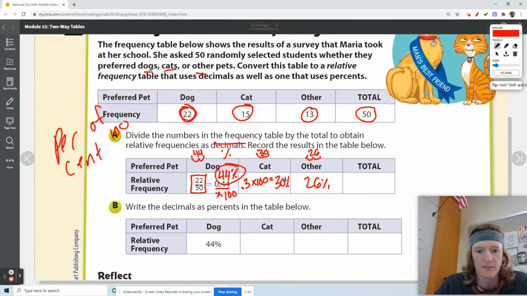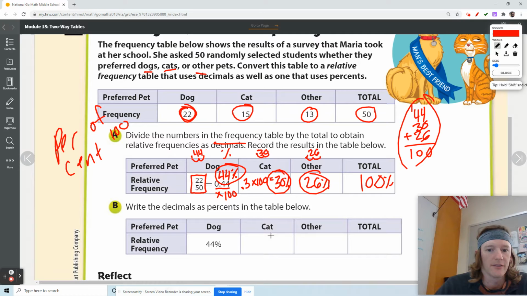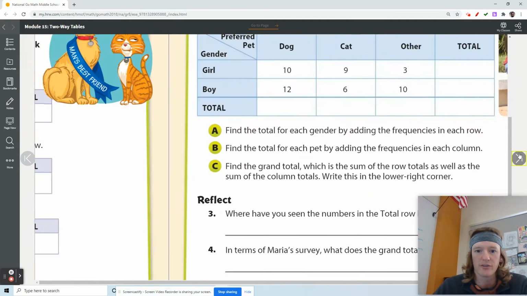And hopefully this plus this plus this equal 100%. We can double check. We've got 44, 30, and 26. This is a 10, 4, 5, 6, 7, 8, 9, 10, 100%. And that's what we wanted. So then, down here, this is where they want their decimals. So we had 30% here, 26% here, and 100% here. So don't worry about this page. We're going to move on.